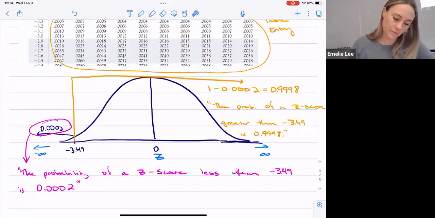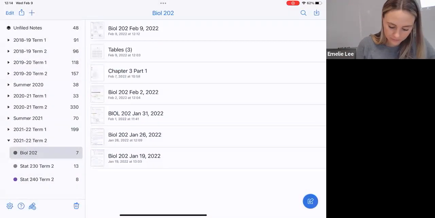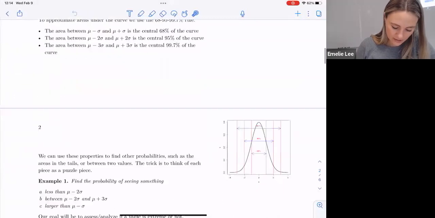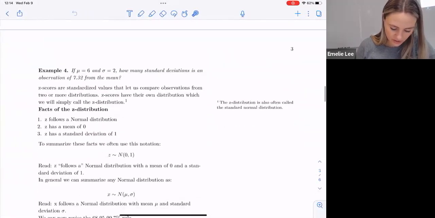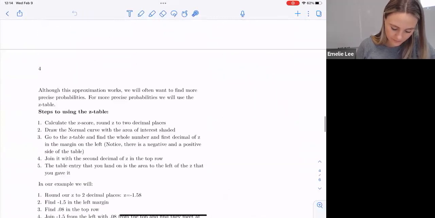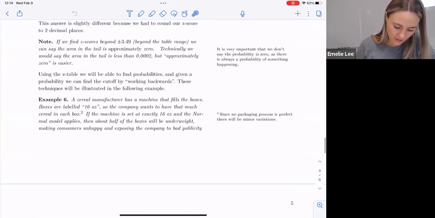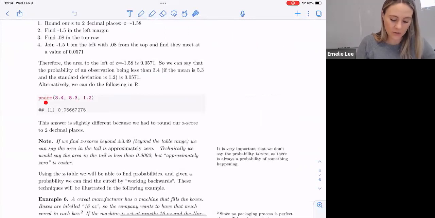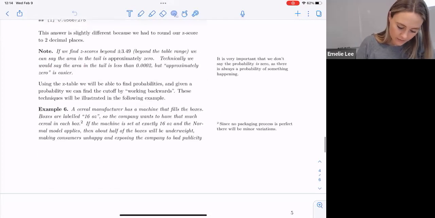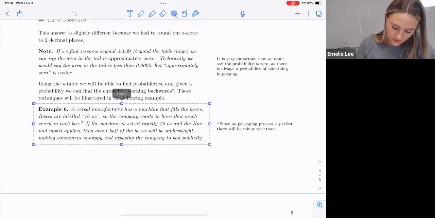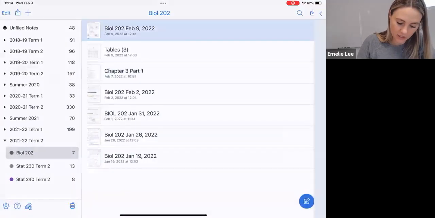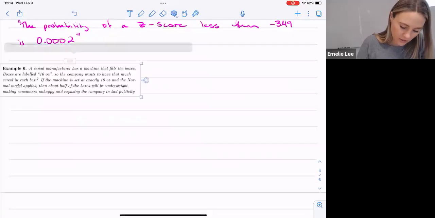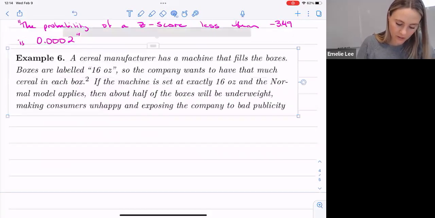Okay, so let's see here. Like I said, you'll have to watch the video if this doesn't make sense. I've got the steps to using the Z table, but if you wanted to use R to find the area under the curve, you can do that, and it also just gives you the area to the left. I know I'm not going to have time to do the example that I wanted to do today, but that's okay.